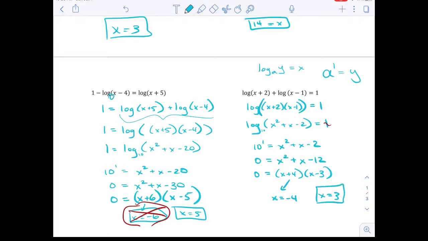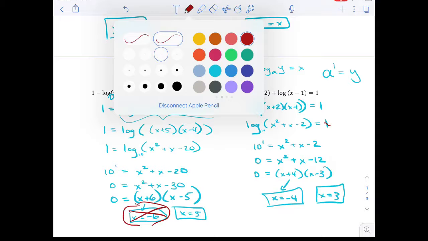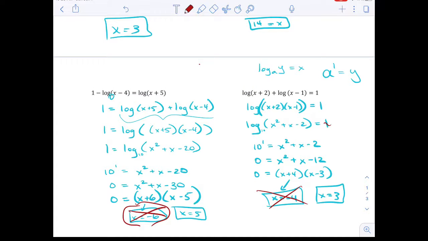So I have two roots, and I want to see, are they both admissible? Sometimes they're both okay. Sometimes none of them are okay. So let's take negative 4. First one here. Doesn't work. Log negative 2. Can't happen. I can't have a base of 10 to any exponent that would leave me with negative 2 as the answer. So that's why it's inadmissible. It doesn't work. So that first one can't happen.